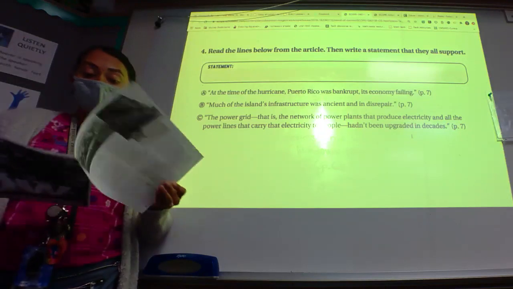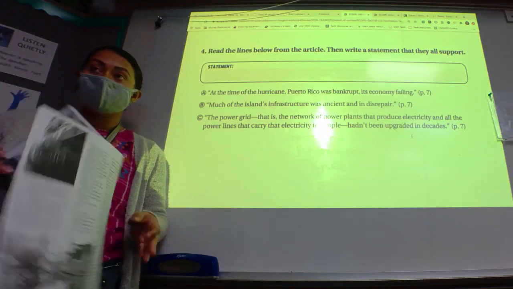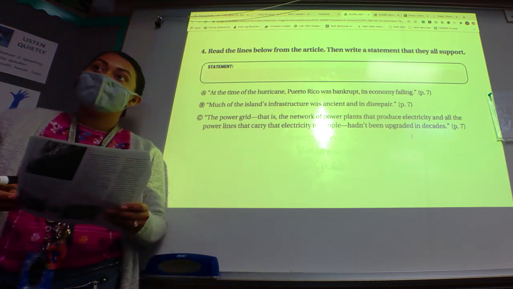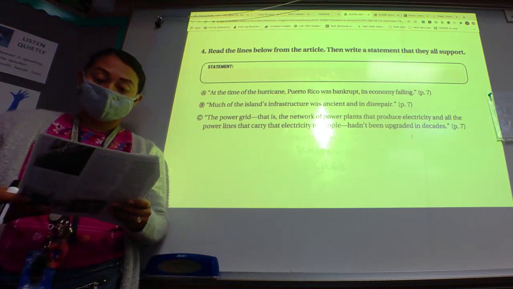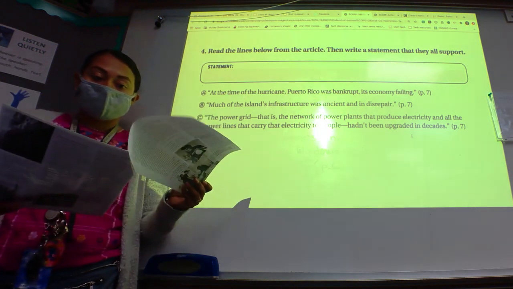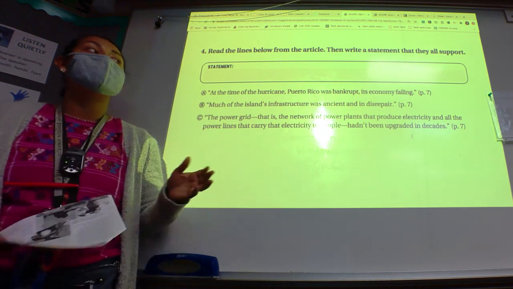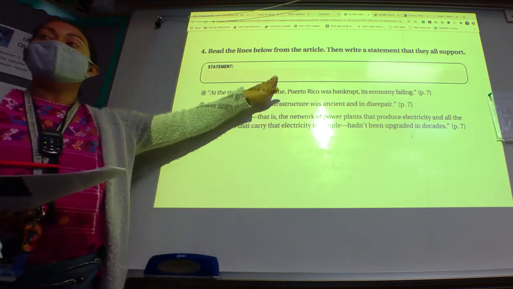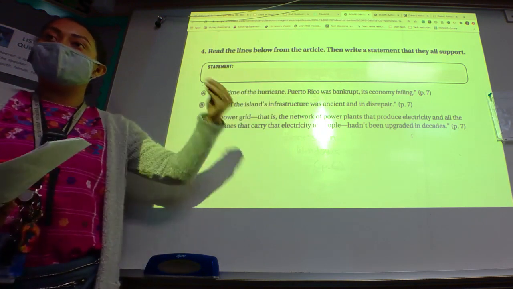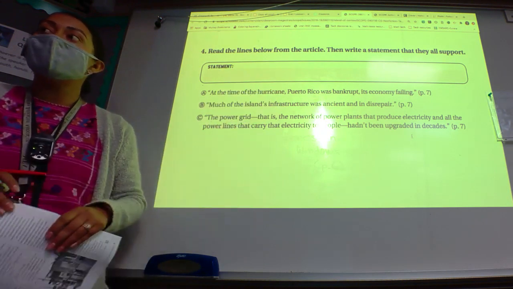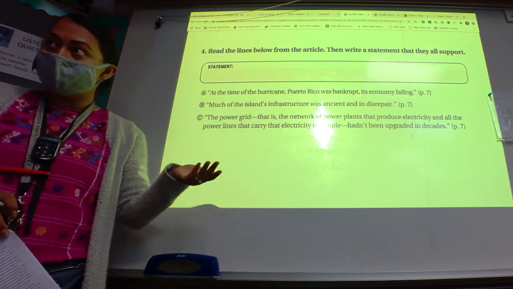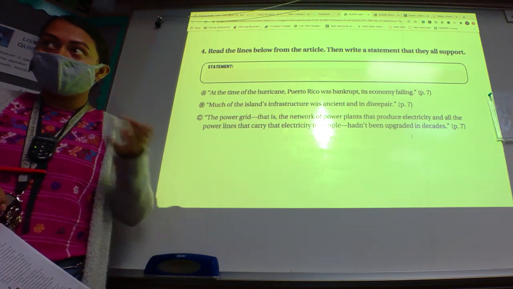I can wait. Come on, we need to think about this together. I can't just give you answers. So we know all of these things were before the hurricane. So our statement is going to have to do with something about Puerto Rico and something about before the hurricane. Or something about why Puerto Rico was affected so badly. Why? Right?